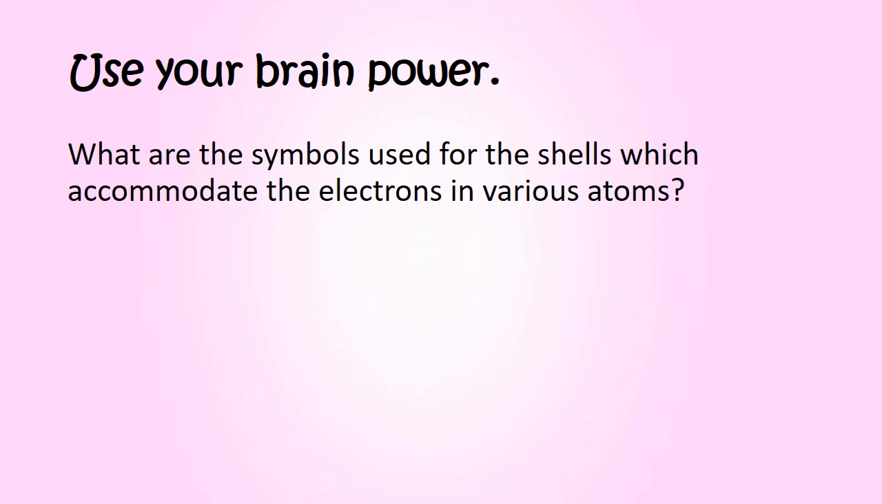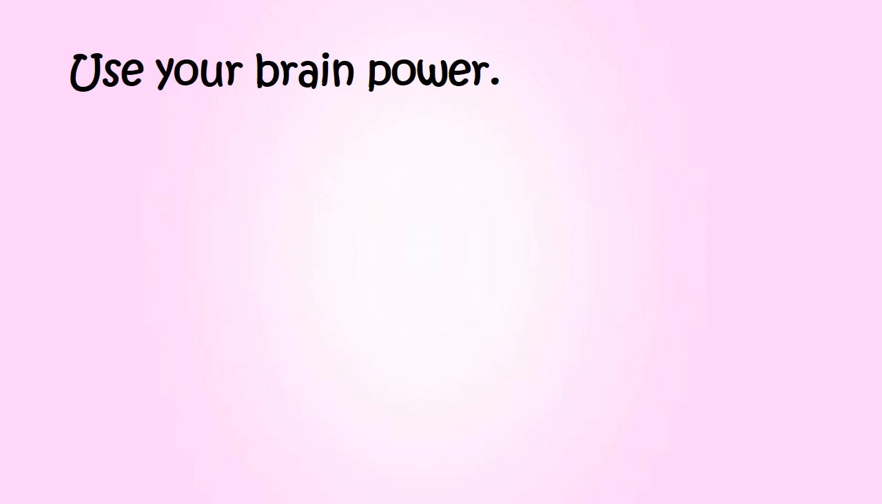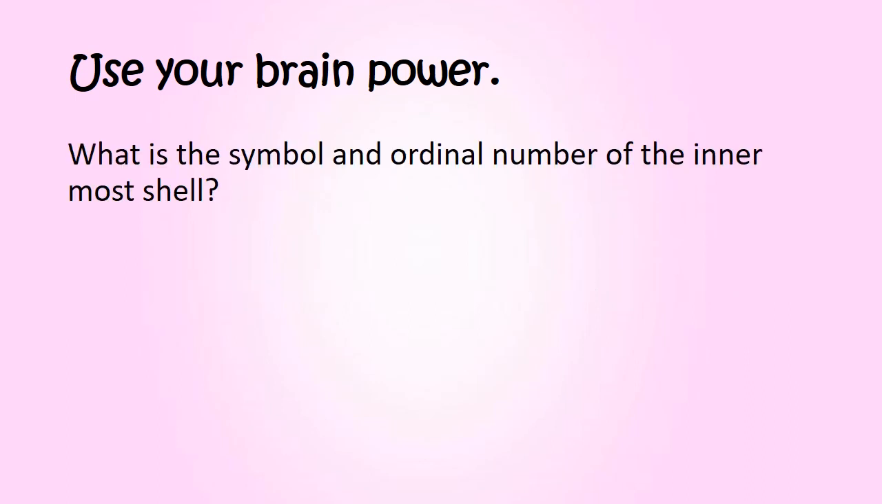Now we will learn about valency and electronic configuration. Before that, let's answer a few questions. What are the symbols used for the shells which accommodate the electrons in various atoms? K, L, M, N and so on, with the ordinal numbers 1, 2, 3, 4, are used for the shells.